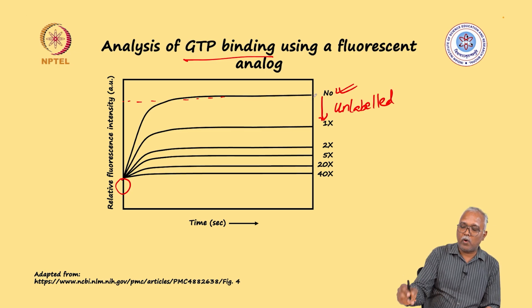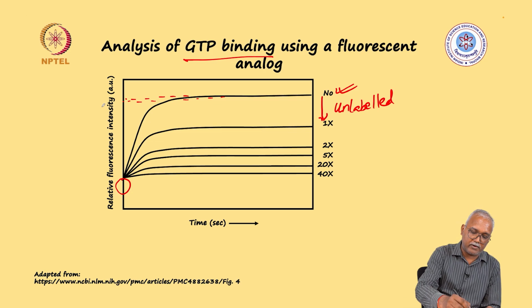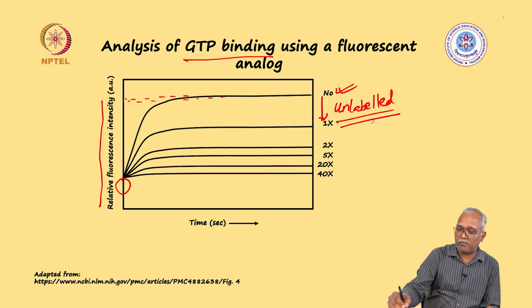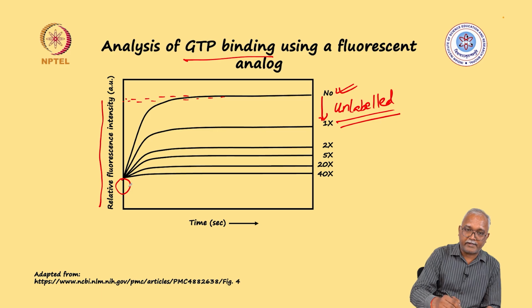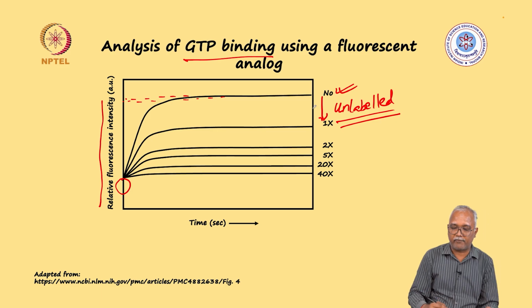In case of no unlabeled molecule, you will notice that this reaction peaks to its maximum value. But when you increase the presence of unlabeled GTP or ATP with the respective reaction, you will see suddenly that it cannot achieve the peak. Why do you feel that this is not achieving the peak? Because you are measuring the fluorescence intensity. If you are putting unlabeled molecule more and more, you are affecting the fluorescence which can be obtained from this.